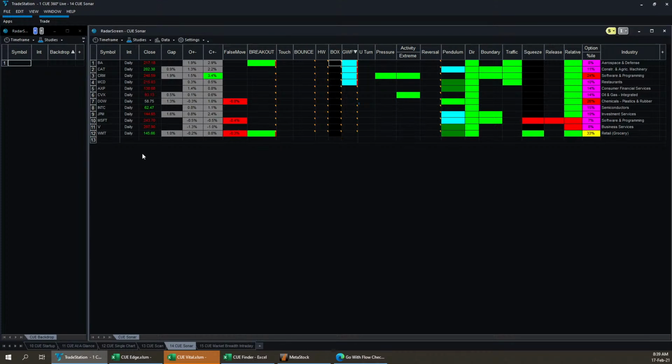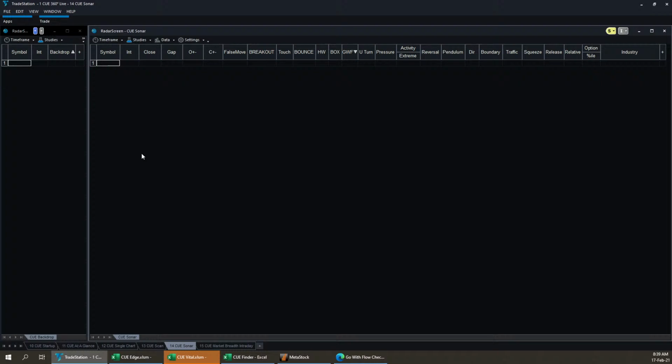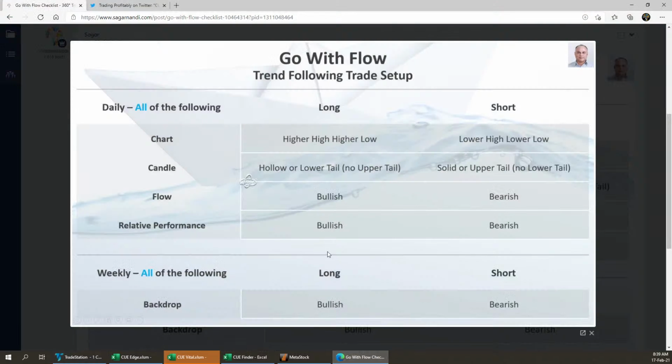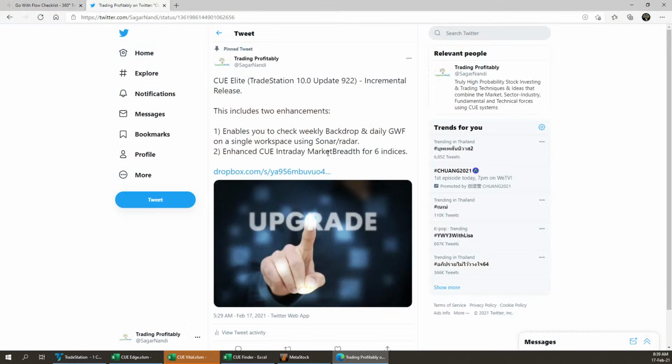That is another enhancement that I made, adding the backdrop radar to the sonar workspace. You may download it from the incremental patch from the Dropbox link that I gave on the Twitter post.